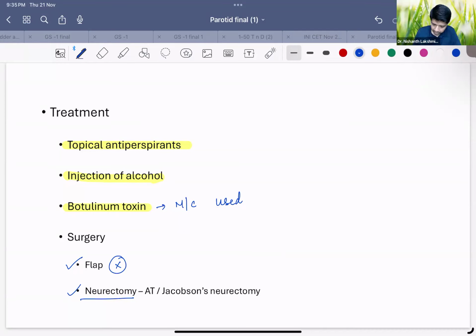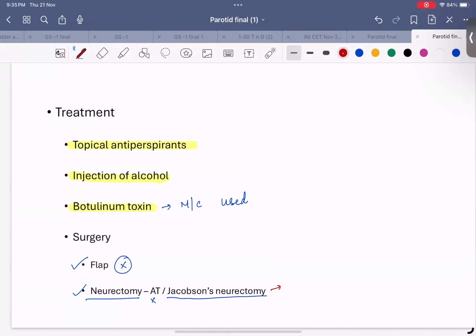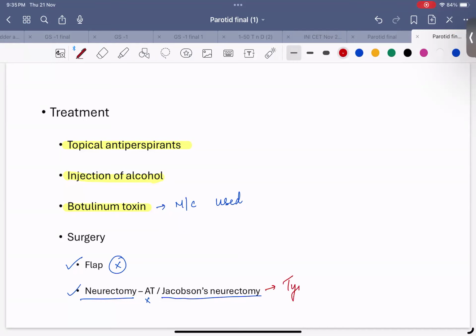Now, Praveen, coming to you. What is Jacobson's neurectomy? Which nerve are we targeting? It is not the auriculotemporal. Auriculotemporal is one of the types of neurectomy, but Jacobson's neurectomy is which nerve? This is from the tympanic plexus, sir. From the inferior salivatory nucleus, the glossopharyngeal will carry. From the glossopharyngeal, there will be the tympanic nerve, from the tympanic plexus, which will be a branch of the glossopharyngeal. That nerve will be divided, which is going to the otic ganglion. From there, the auriculotemporal nerve will carry.